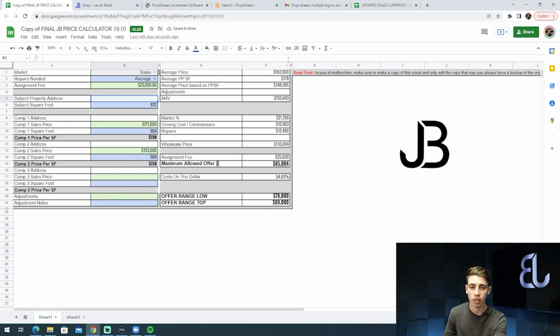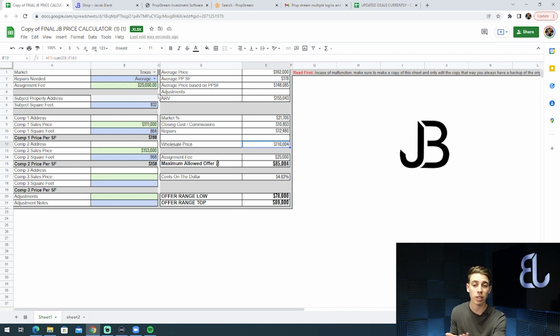We're on Texas, and here it goes. It tells us our average price is $162. Average price per square foot is $178. Average price based on price per square foot is $148, and that gives us our ideal ARV of $155,000. It's minusing out all of that for us. It's telling us we could sell the deal to a cash buyer for $110, and it's telling us our MAO, our maximum allowed offer, is $85,000.